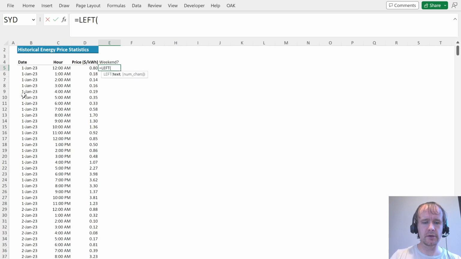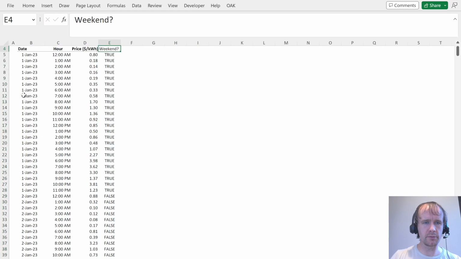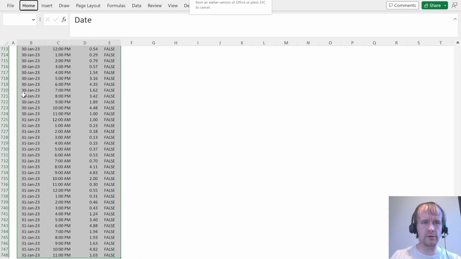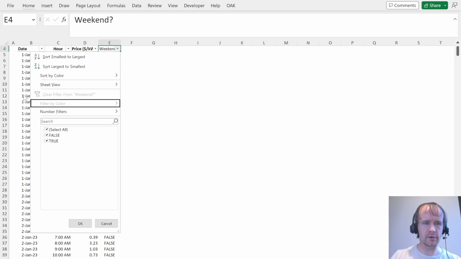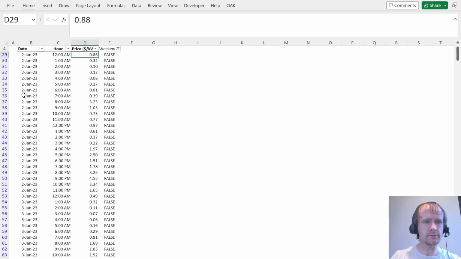Equals left, text, this, equals S is one way to check if it is a weekend. Okay. So, you're going to get rid of the weekends, and then go to 8 a.m. on the first day, and it's 3:23.